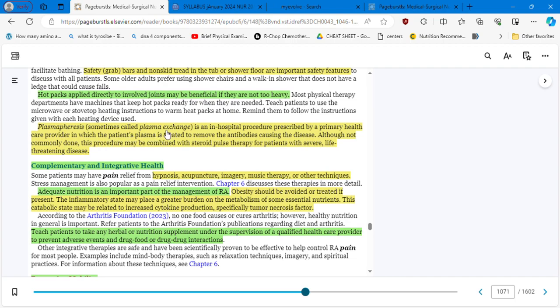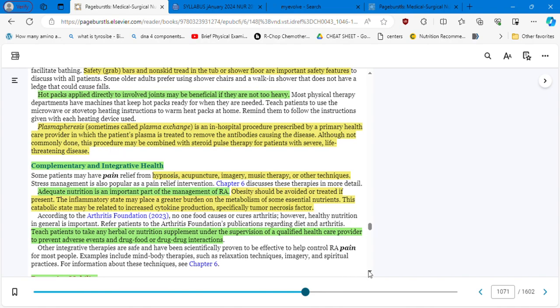Plasmapheresis, sometimes called plasma exchange, is an in-hospital procedure prescribed by a primary healthcare provider in which the patient's plasma is treated to remove the antibodies causing the disease, the ones that cause the Guillain-Barré. It's the same procedure, plasmapheresis, right, for Guillain-Barré. Although not commonly done, the procedure may be combined with the steroid pulse therapy. We know that the steroid pulse therapy is a very short therapy for patients with severe life-threatening disease.